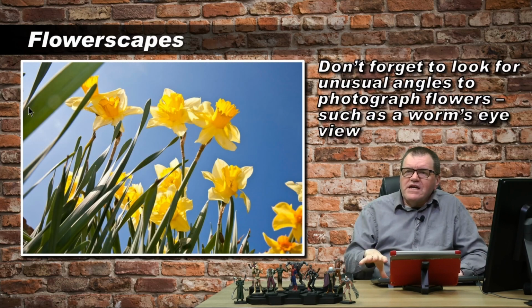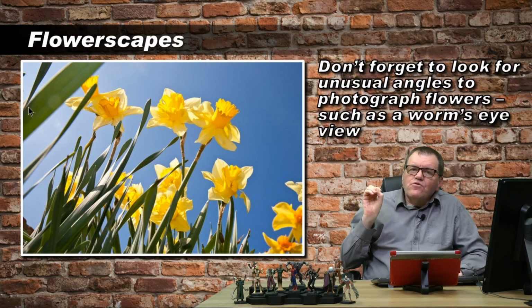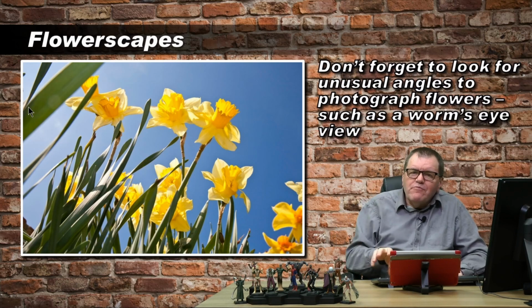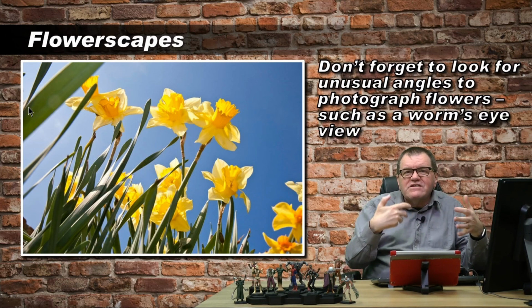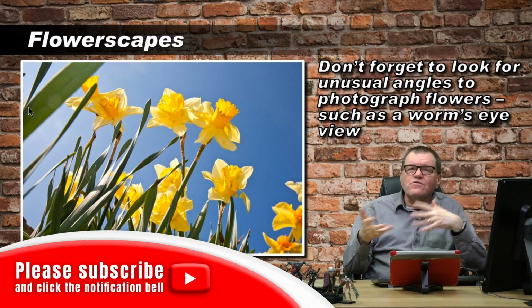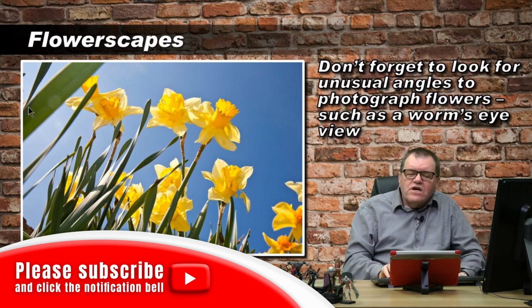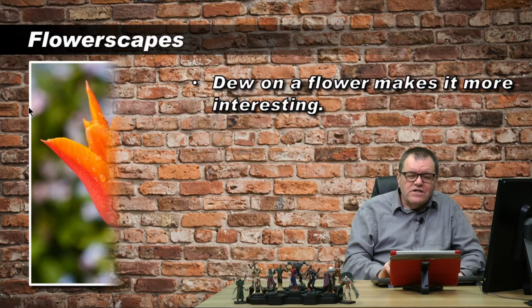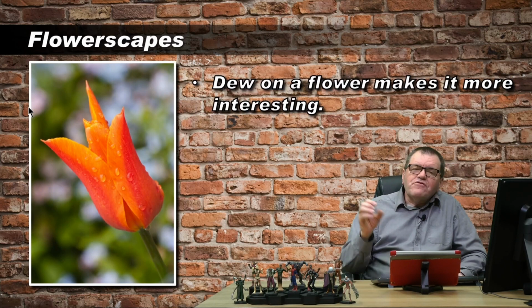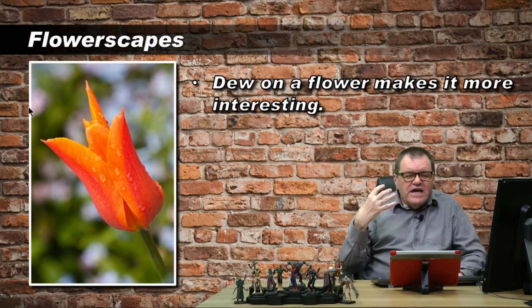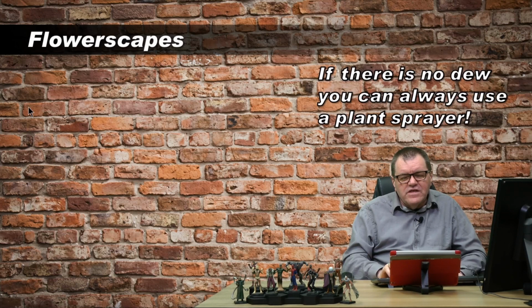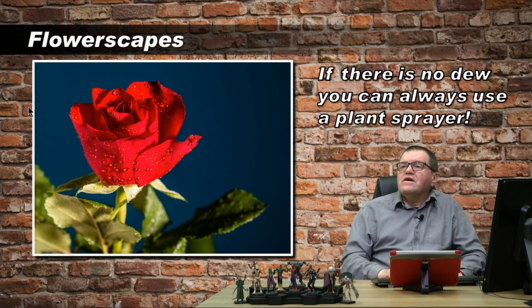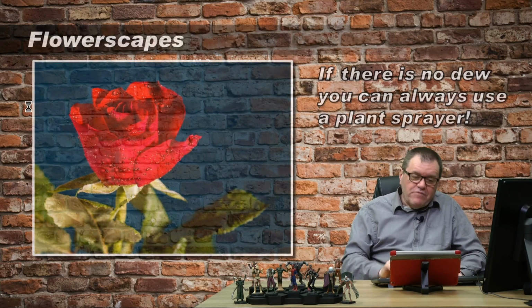Always think about putting the camera down below and looking up. We see the world from above looking down, but if you put the camera below and look up, you get a much different view, and it causes the viewer to go, oh, I don't normally see the world like that. So consider doing a worm's eye view when shooting flowers. And of course, if you can get the dew on there, the early morning dew, it just makes the flower that little bit more interesting to look at in the image. And of course, if you're like me, and don't get up early in the morning, you can always think about using a plant sprayer to do it instead, which is what I did there.